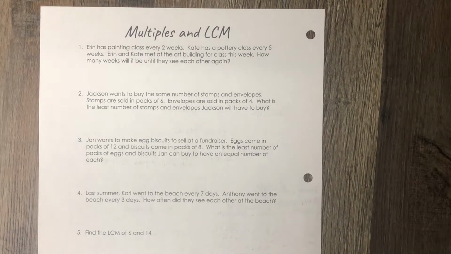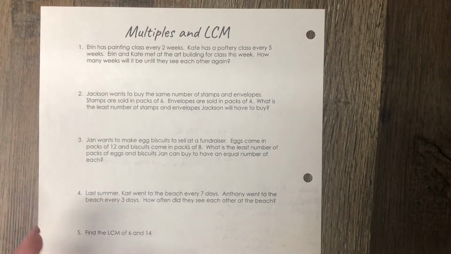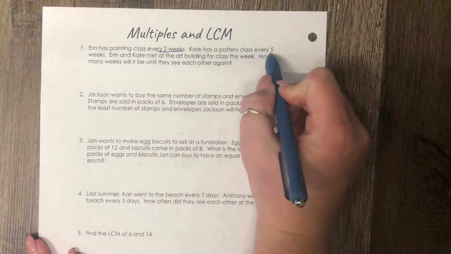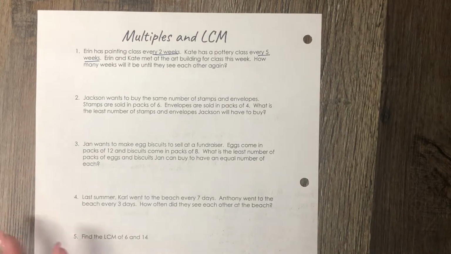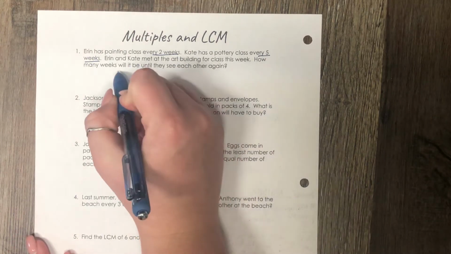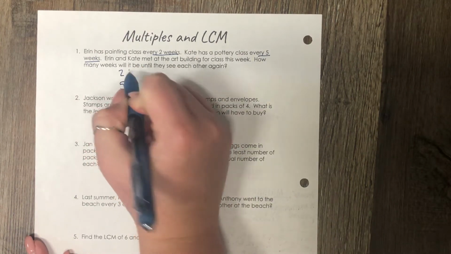Anytime you're being asked a question about frequency, how often someone will meet, when they'll see each other again, that's always LCM, because you're trying to see at what point the different times things are occurring, is it going to happen at the same time. So you're finding common multiples between two numbers. So all you're doing is you're trying to see with 2 weeks and 5 weeks, with painting and pottery occurring every 2 weeks and every 5 weeks, when's the next time that those classes are going to happen on the same week? So what's the LCM between 2 and 5?